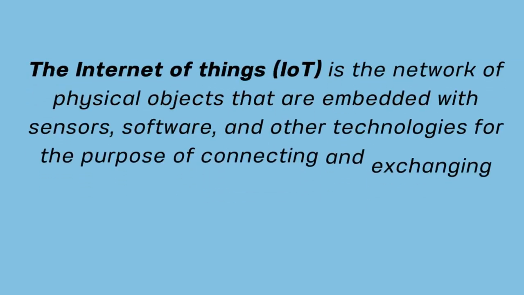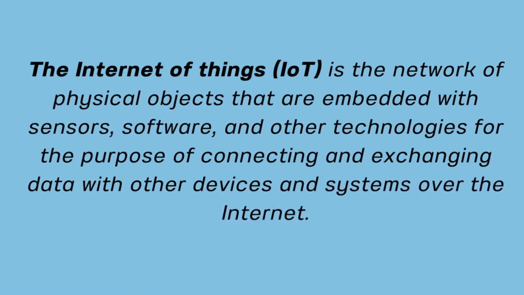The Internet of Things, IoT, describes a network of physical objects that are embedded with sensors, software and other technologies for the purpose of connecting and exchanging data with other devices and systems over the internet or the cloud. In simple terms, the term IoT, or Internet of Things, refers to the collective network of connected devices and the technology that facilitates communication between devices and the cloud, as well as between the devices themselves.